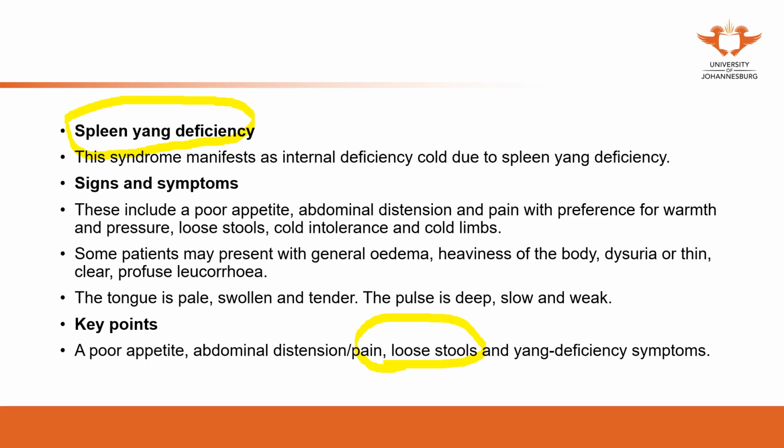The spleen function doesn't work well. It will affect the transportation and transformation of the body fluid. It can present in the tongue, causing an enlarged tongue. It also can present in the large intestine. You get extra water in the large intestine. It will result in loose stool. So that's the reason for the loose stool, because of the transportation and transformation of fluid dysfunction.